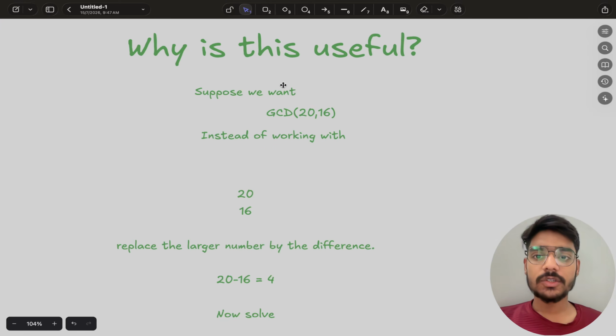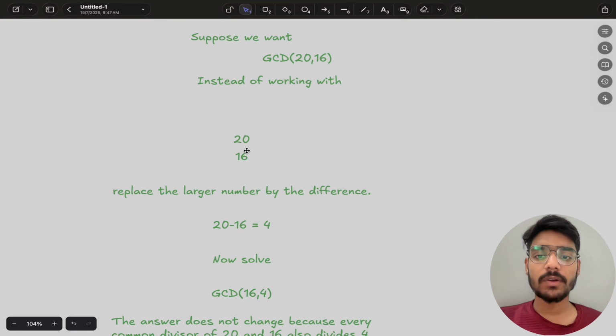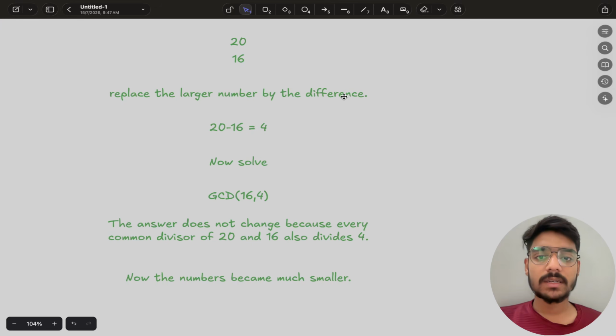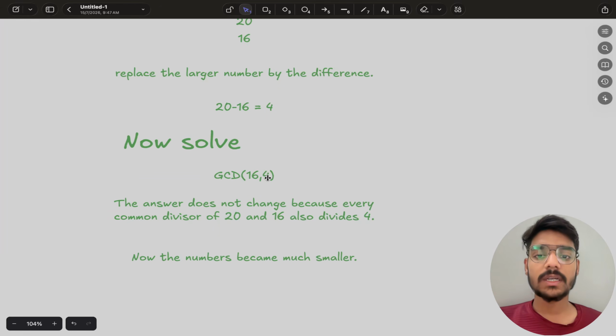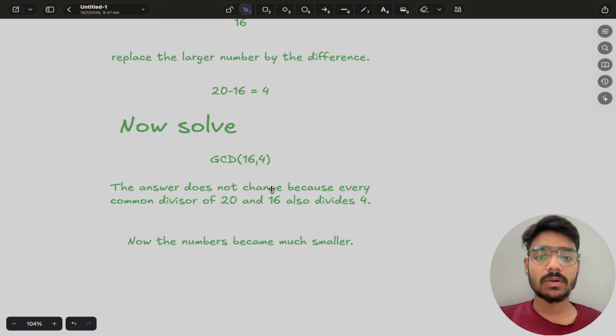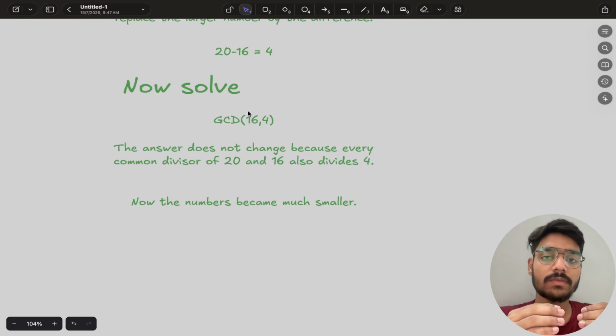So why is it useful? Suppose we have the numbers 20 and 16. Instead of working with 20 and 16, we can replace the number by the difference 4. Now solve the GCD of 16 and 4. The answer does not change, because every common divisor of 20 and 16 will divide 4. So now the numbers become much smaller, and that is the part where we find the GCD.